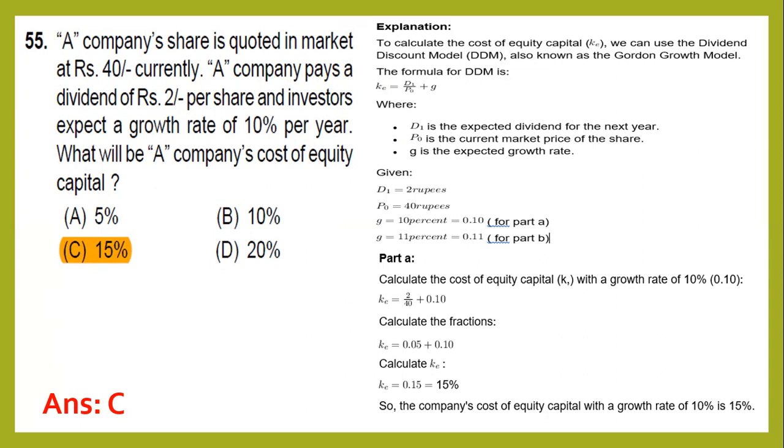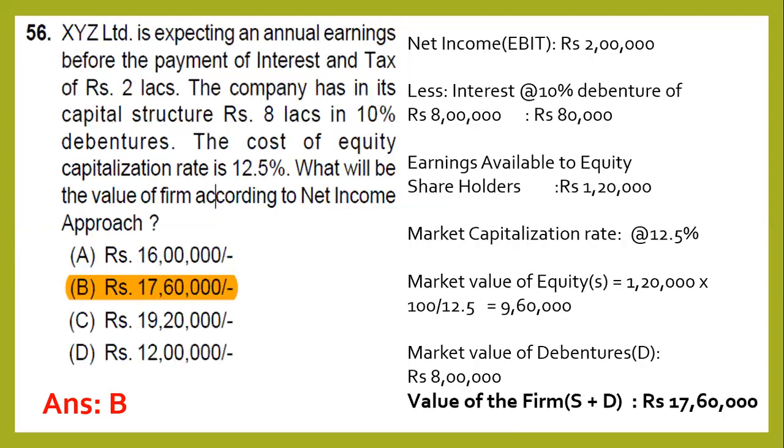So we have to use what is called the dividend discount model, DDM model, which is also known as the Gordon growth model. So this is the formula. What is the formula? Ke is equal to D1 divided by P0 plus g. So next we go to the 56th question, which is also a problem-related question.